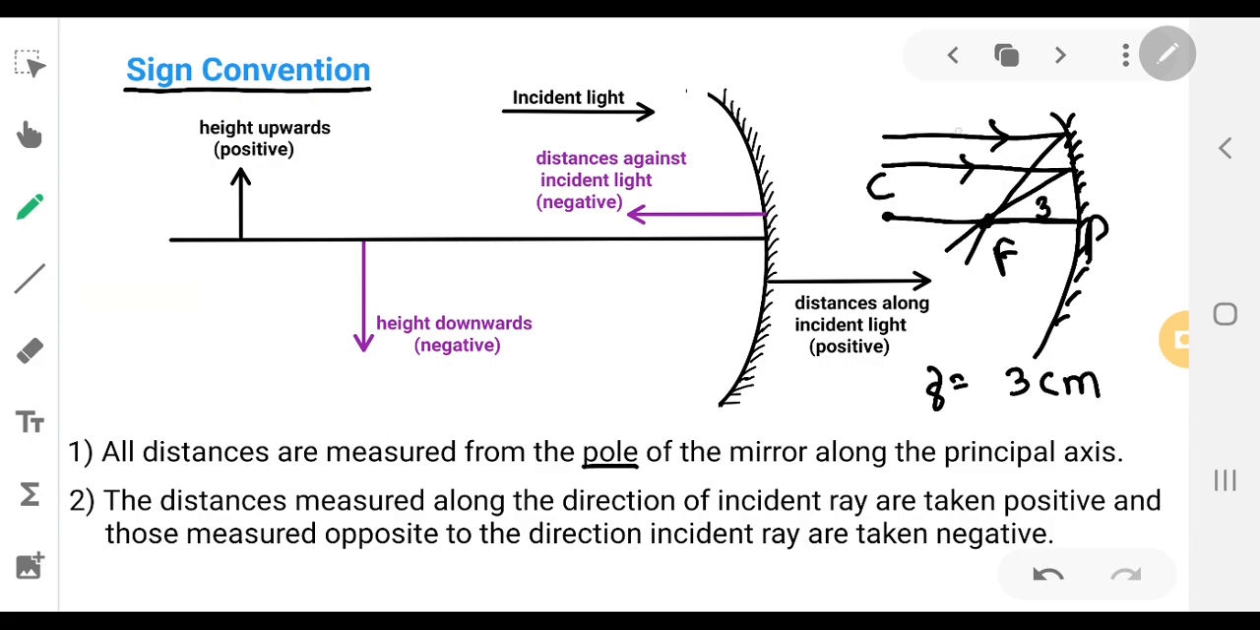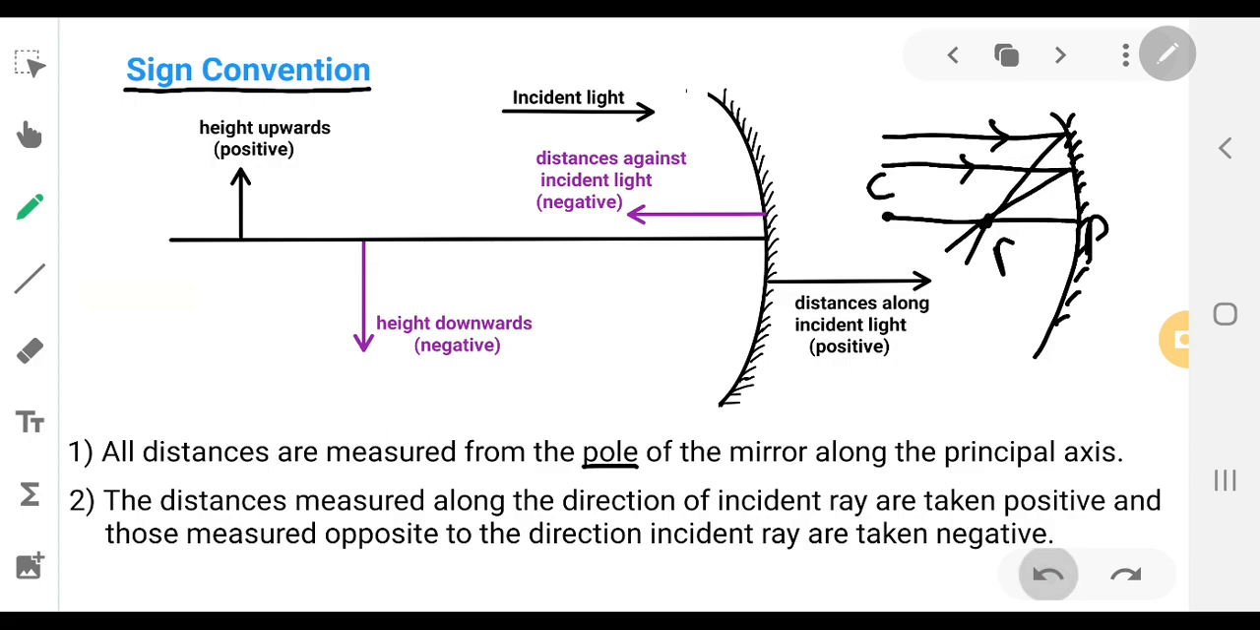Look at the direction of the incident ray, towards right. How are we measuring the focal length? From the pole to the principal focus. So the direction of measurement is opposite to the direction of the incident ray. So focal length is minus 3 centimeter.